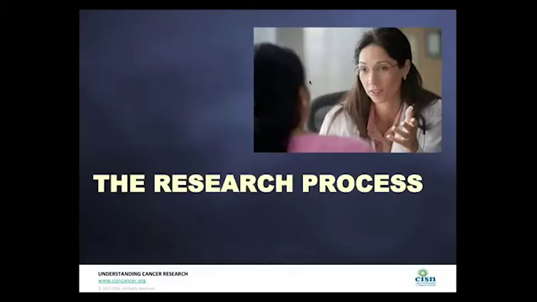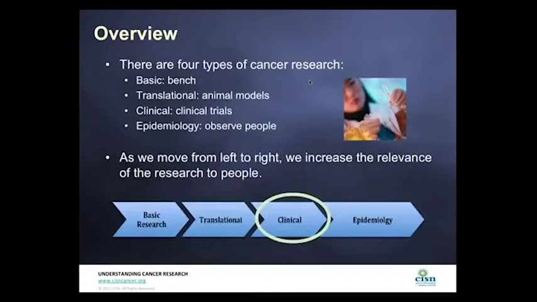So let's start with the research process. What does that term mean? If you look at the arrow there, you're moving from left to right, and you're starting with basic research. That's when people are at the bench. It's very exploratory. They sometimes don't even know what they're looking at. They're just interested in a certain something, and they study that. If they find something, and if it looks interesting and promising, they'll move that into translational research.